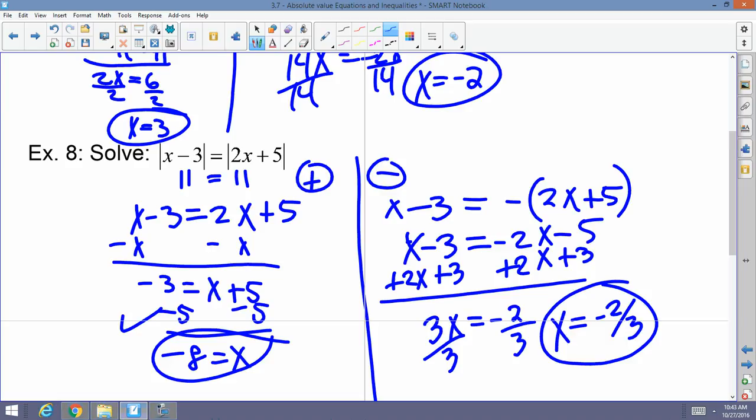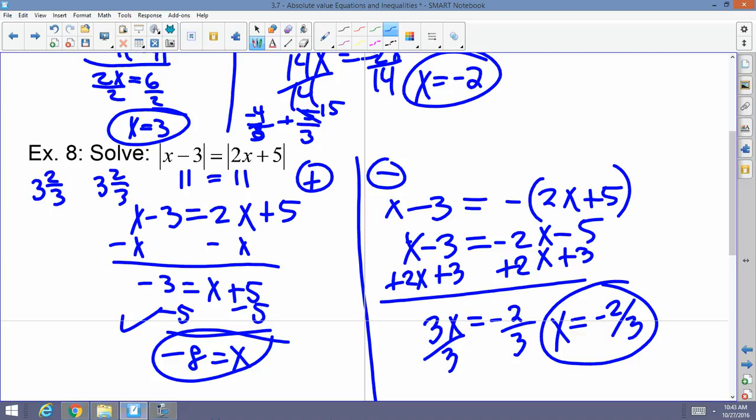Okay, negative 2/3. Negative 2/3 minus 3 is negative 3 2/3. Absolute value of that is 3 2/3. Negative 2/3 times 2 is negative 4/3. Negative 4/3 plus 5, in thirds, the 5 goes to 15/3. That's 11/3. Absolute value of 11/3 is 11/3. And 11/3 is 3 2/3. So they both work. Thank you for checking. Thank you for caring. Does that make sense, boys?